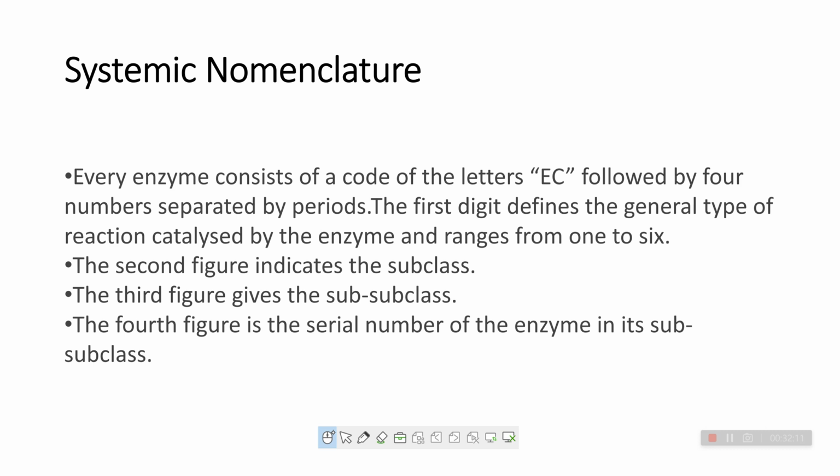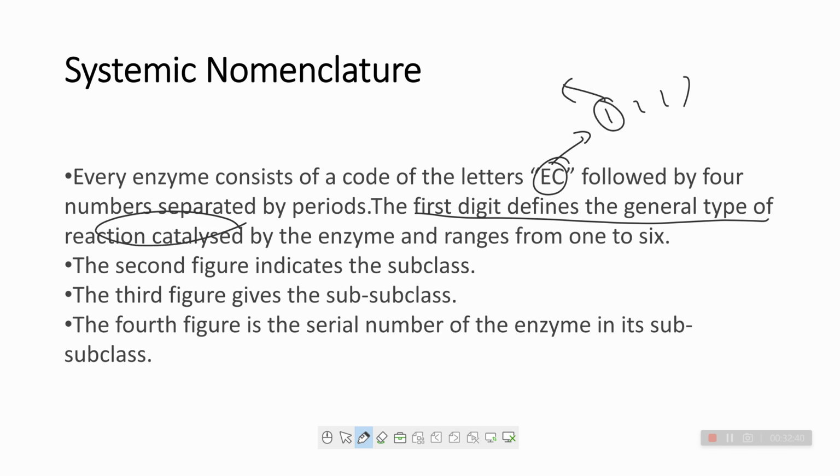Next is systematic nomenclature. Every enzyme consists of a code of the letters EC, the EC number, followed by 4 numbers separated by periods. The first digits define the general type of the reaction. In the EC number, a 4-digit number will be taken. The first digit defines the general type of reaction catalyzed.